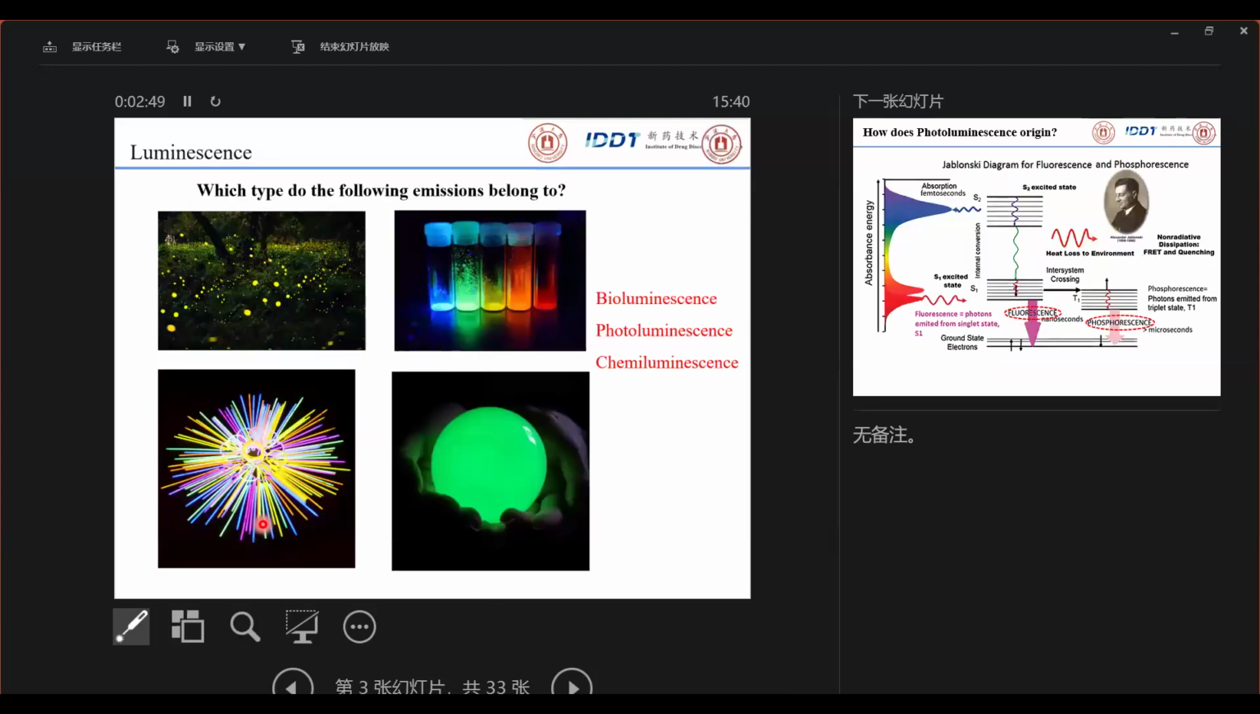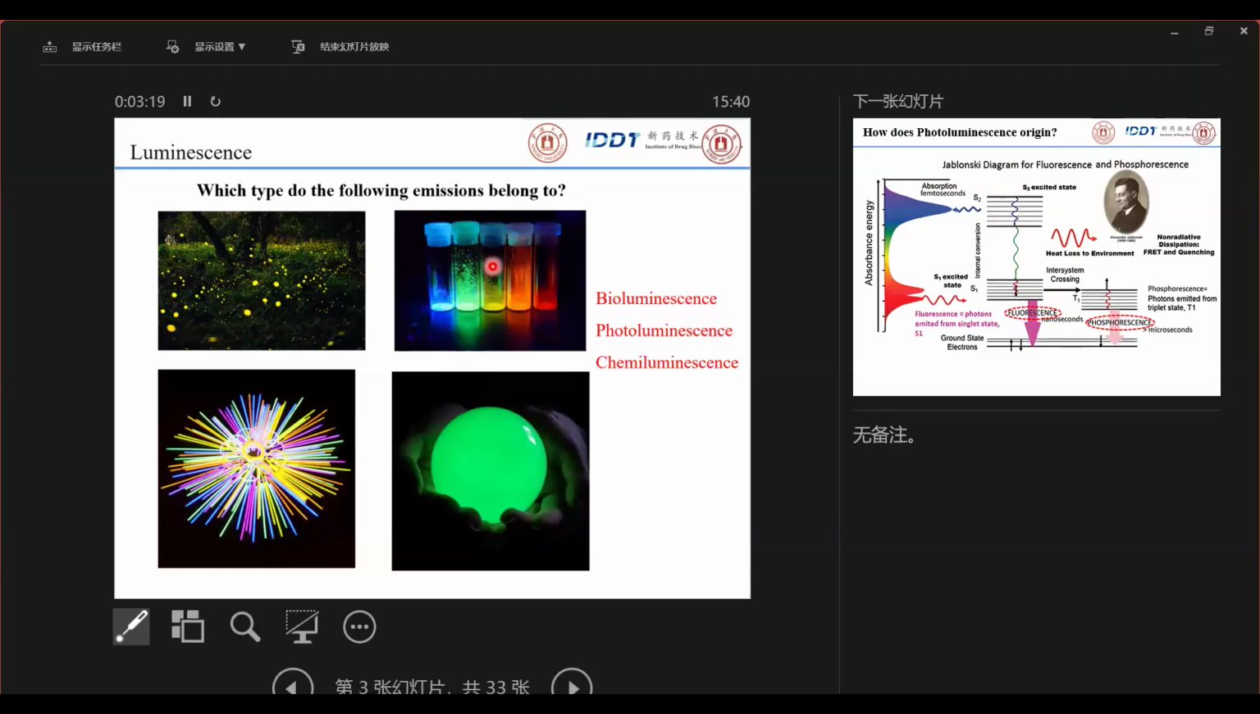Could you please tell me which type of the following emission belongs to? So first, maybe we can still see it somewhere in the forest, in the night, but it's not very often in city life. So this, yeah, from the insects, we call this bioluminescence.